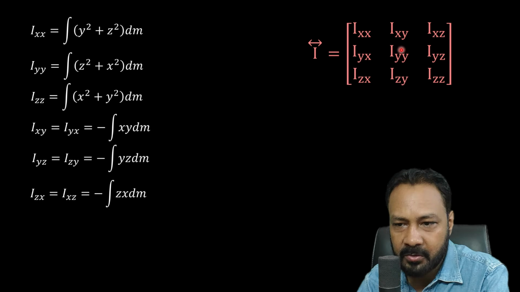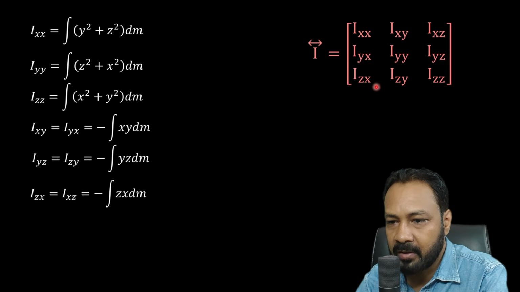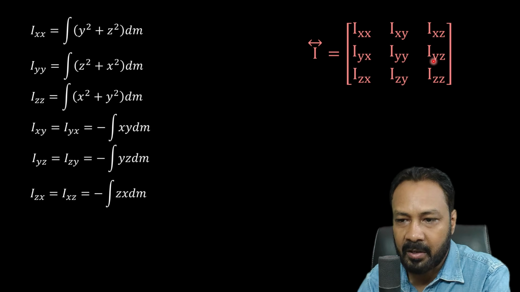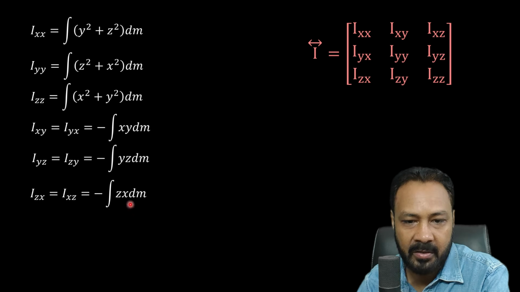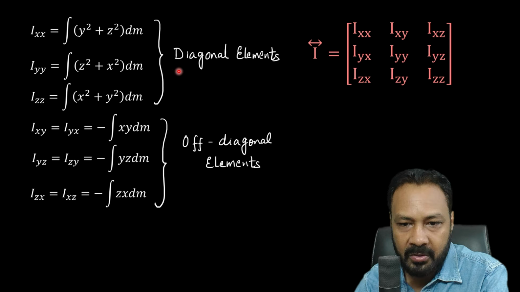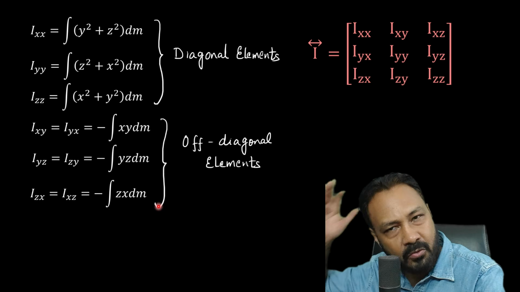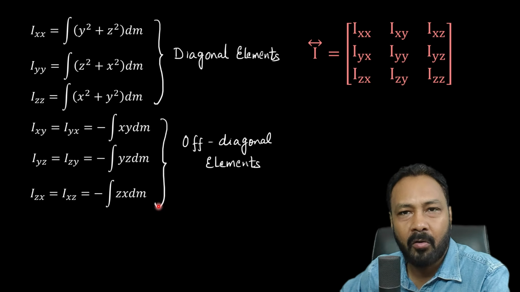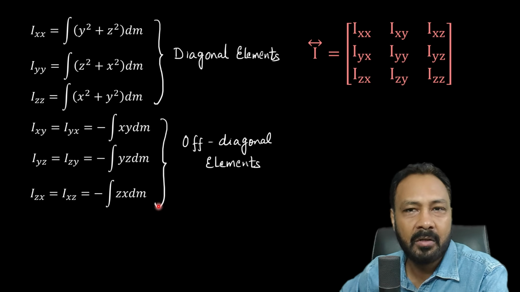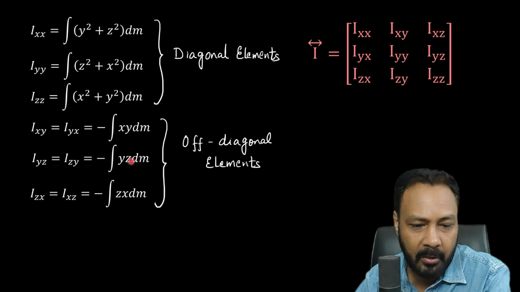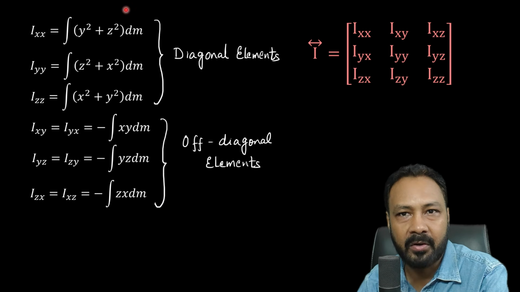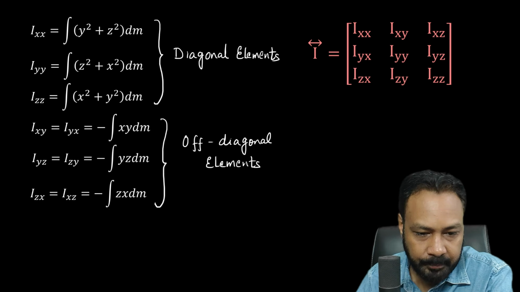And this is a symmetric matrix. You can see that Ixy and Iyx are the same, Ixz and Izx are the same, and Iyz and Izy are the same. So these are the diagonal elements and these are the off diagonal elements. By a suitable transformation, the off diagonal terms can be made 0. Let's see how. First of all, let's try to get their interpretation.